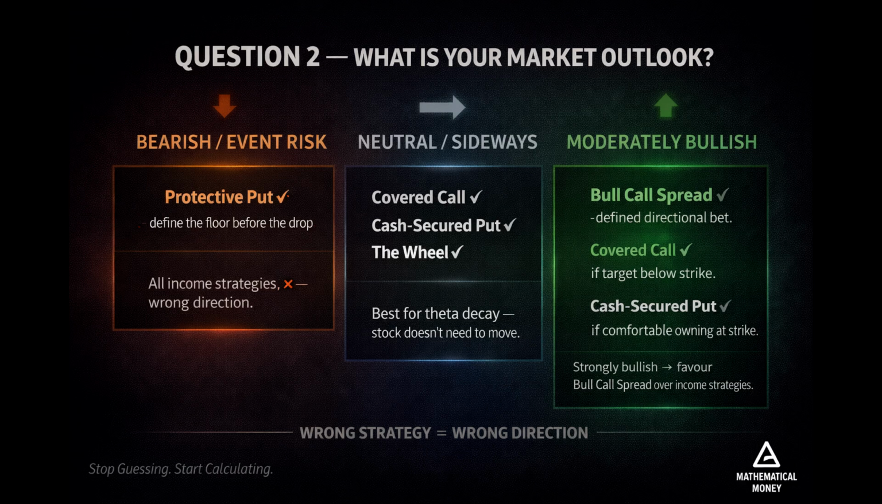The second question is your directional view. Moderately bullish. You expect the stock to rise slowly or stay flat. The covered call, cash-secured put, and the wheel all profit in this environment. They are income strategies, not directional bets. They collect premium whether the stock rises modestly or barely moves.